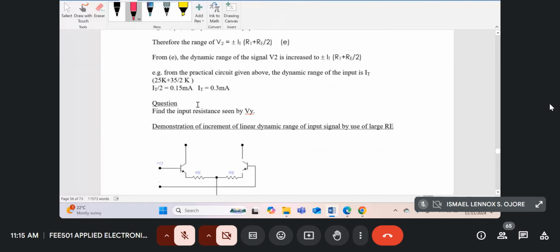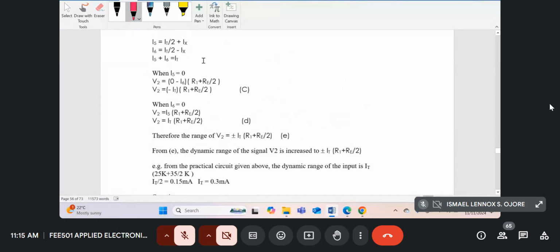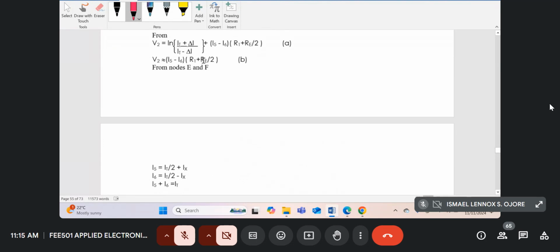Now from that circuit, from the practical circuit, okay. Okay, let me just prove to you what I'm trying to do over here. I want to prove to you that it increases the dynamic range. Now equation V2, equation B, which is just equation A with the first natural log term equal to 0, we can write that V2 as I5 minus I6 into R1 plus RE divided by 2, which is just the right-hand side of A.